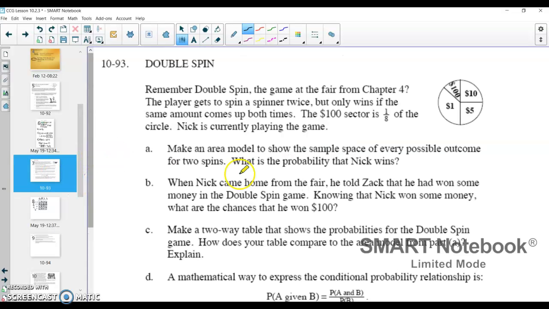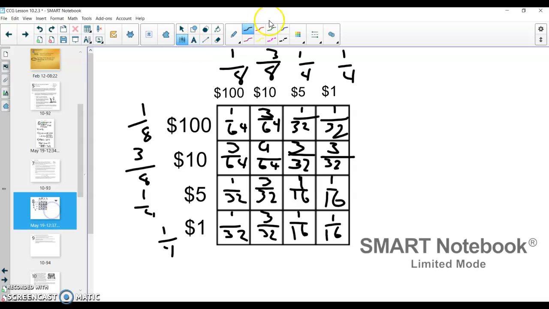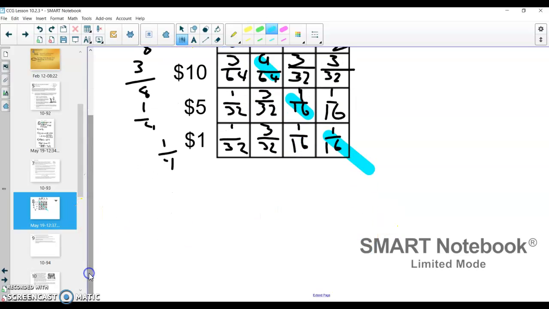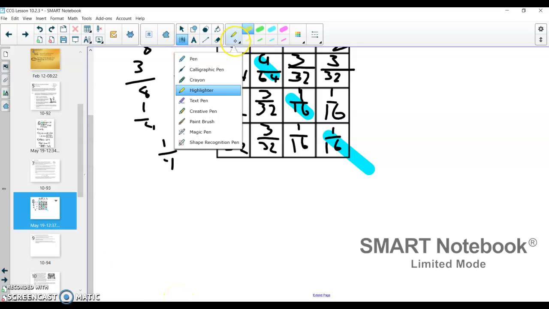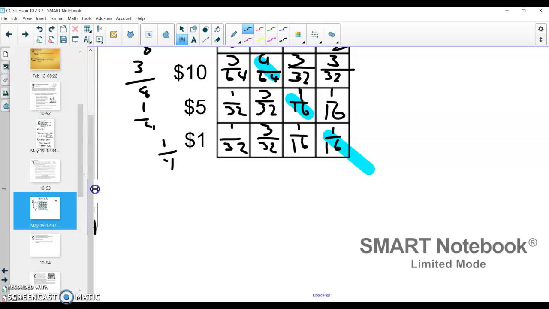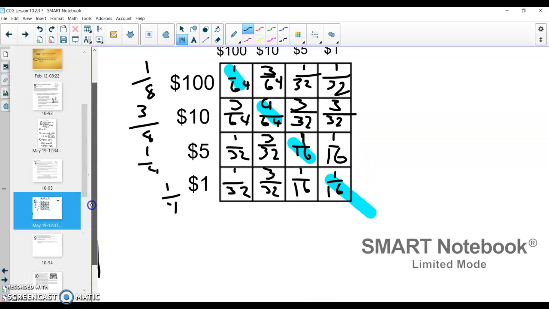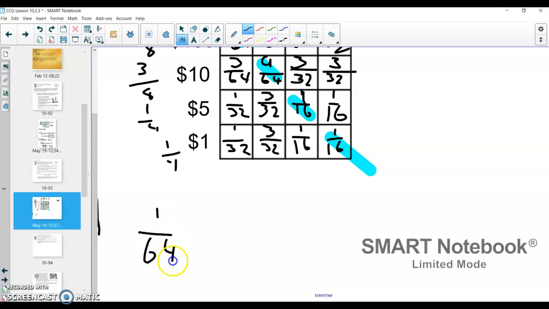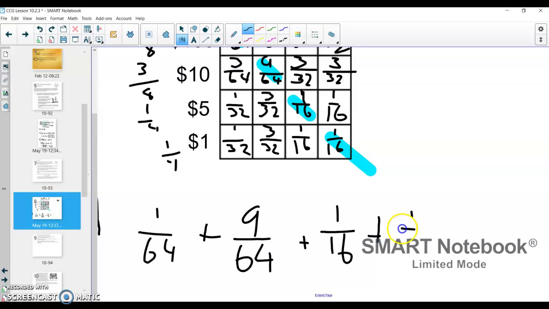To answer part A, what is the probability that Nick wins? Nick wins down this diagonal, because he wins if he gets 100 and 100, 10 and 10, 5 and 5, and 1 and 1. So we're going to add the probabilities of this diagonal to figure out the total probability that he could win. I might do a little editing magic and do some work behind the scenes, but really it's adding that diagonal: 1/64 plus 9/64 plus 1/16 plus 1/16. All those are added together because those are all the chances we have to win.